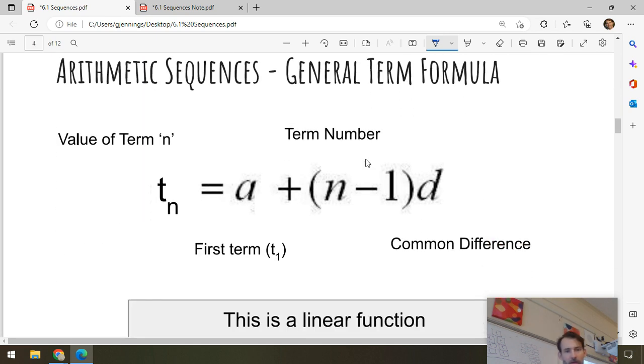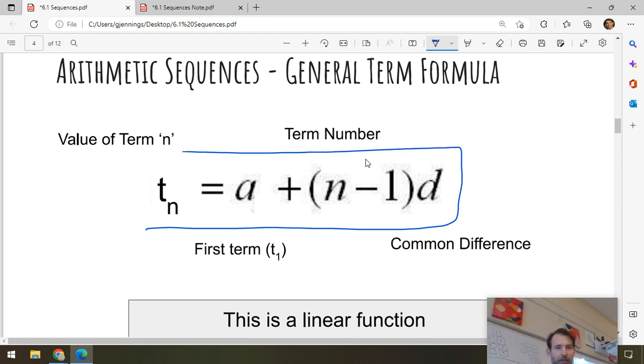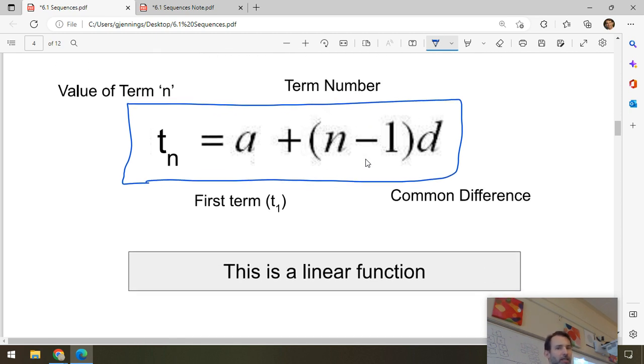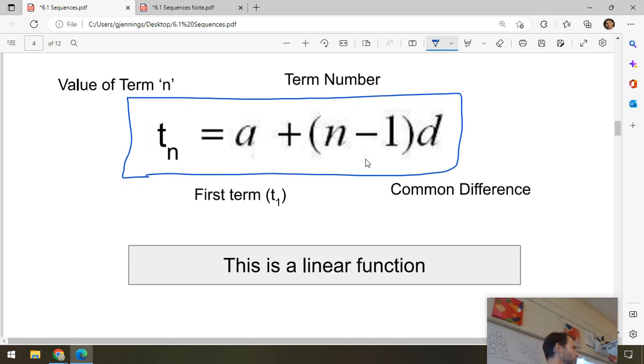Okay, so this here in the box, you want to get this onto your page. We're going to be using this. This is the general formula for an arithmetic sequence. The nth term is given by this, where the first term is A, and the common difference is expressed as D. So T1 here is just equal to A, and the common difference is D.